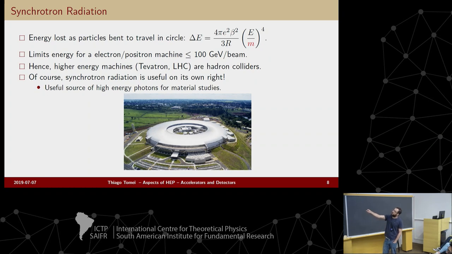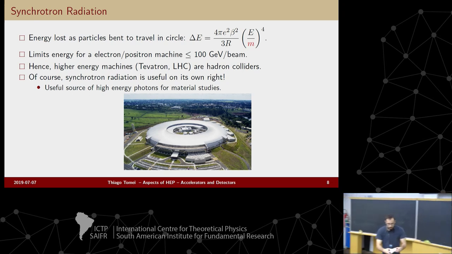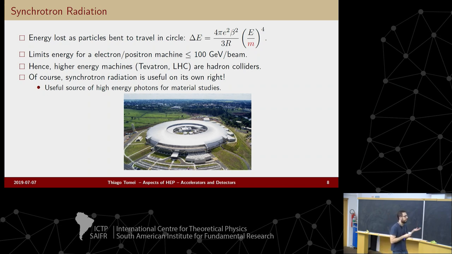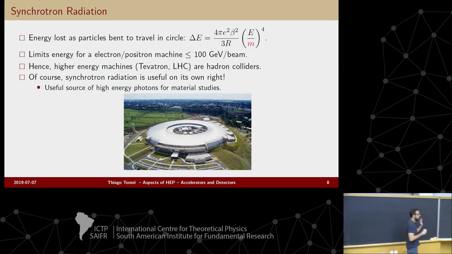Then all higher energy machines like the Tevatron and the LHC are hadron colliders. They collide protons or ions if you want to study high energy nuclear physics. The International Linear Collider that I just spoke about is a precision machine to collide electrons and positrons. And that's why it has to be linear. There are proposals on the table to make something after the LHC decommission, something called FCC, again a circular accelerator. But they are still in very preliminary studies.